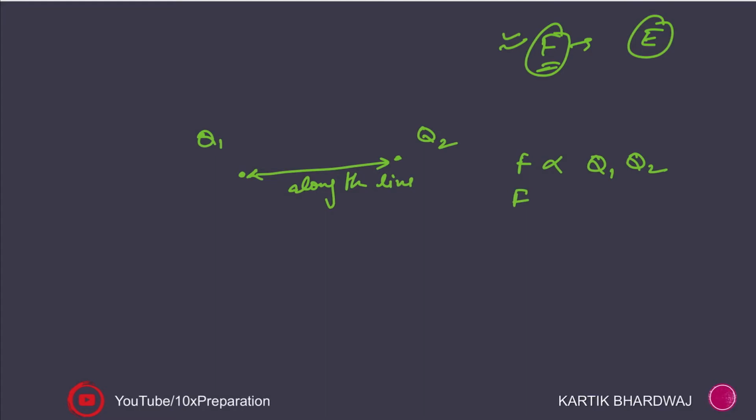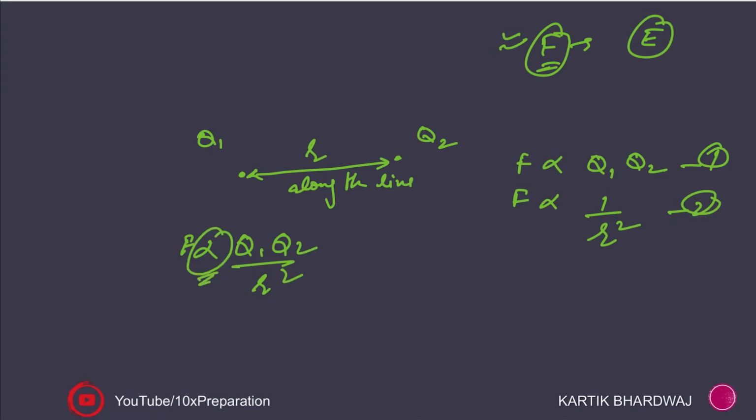Second, this force is inversely proportional to the square of the distance present between them. Suppose the distance between them is r, then the force is inversely proportional to r square. Combining both equations 1 and 2, you get force directly proportional to Q1 Q2 by r square. Whenever we remove the proportionality sign, we use some constant K, so Q1 Q2 over r square. We determine this constant by making experiments.